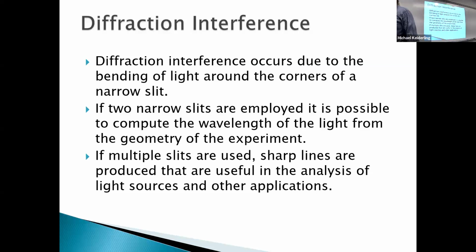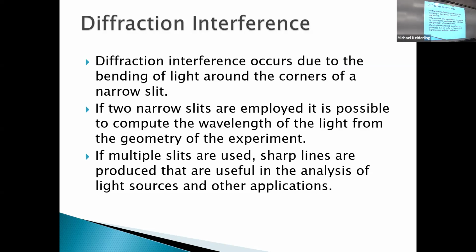So diffraction interference occurs due to the bending of light around the corners of a narrow slit. And if two narrow slits are employed, it's possible to compute the wavelength of light from the geometry of the experiment, like I was showing. And if multiple slits are used, sharp lines are produced that are useful in the analysis of light sources and other applications.